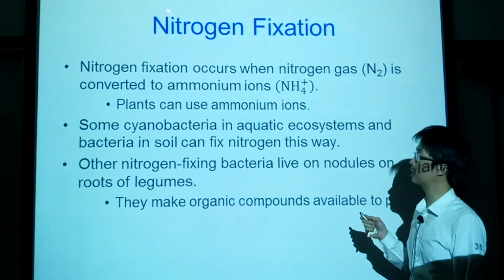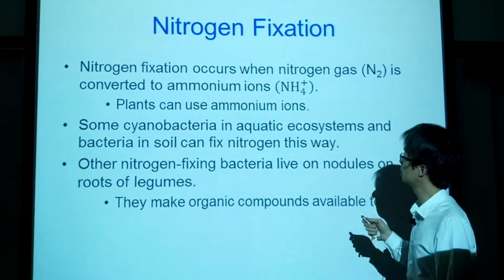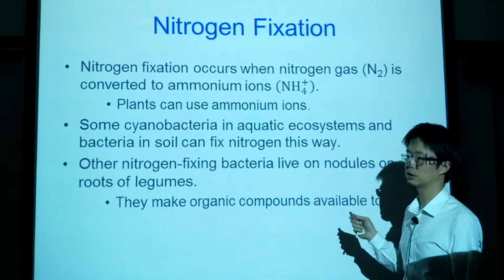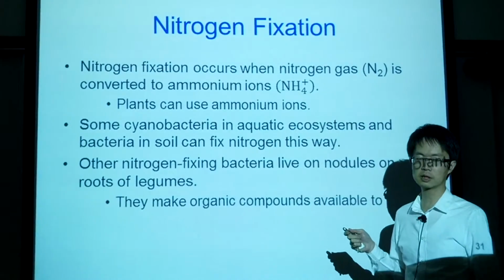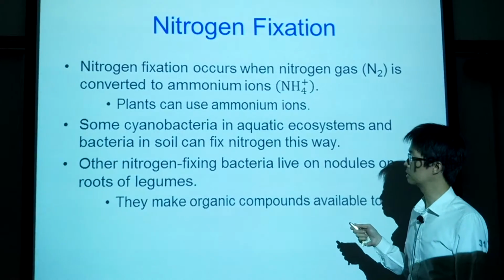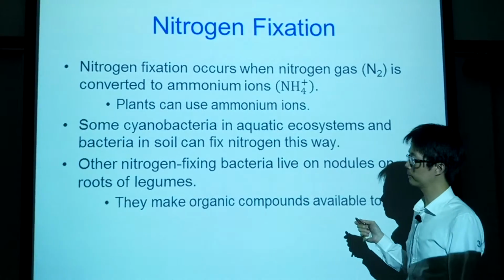They use something called nitrogen fixation. Nitrogen fixation is a chemical process that converts nitrogen gas into ammonium ions, and plants can absorb ammonium ions.